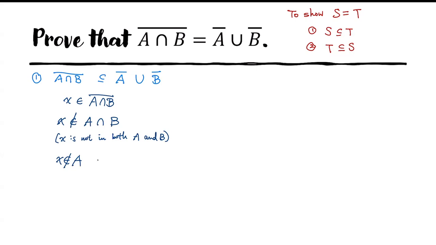Or you will have X is not in B. Right? Because if your X is not in B, then it cannot be in both A and B. But in order to be in both A and B, you must be in B and also in A. But since you're not in it, that means you are not in at least one of them. Any questions here?